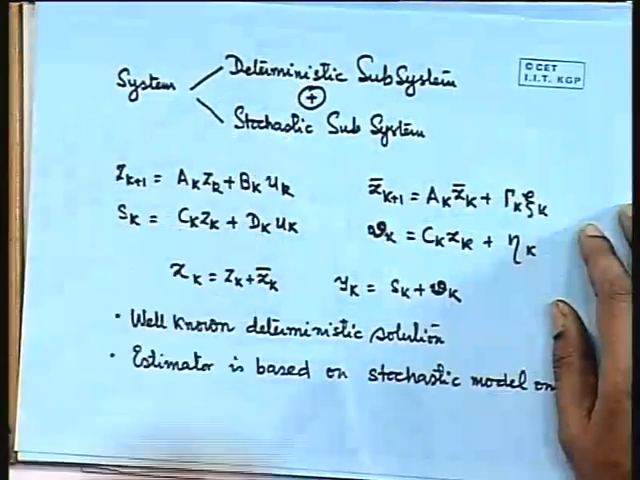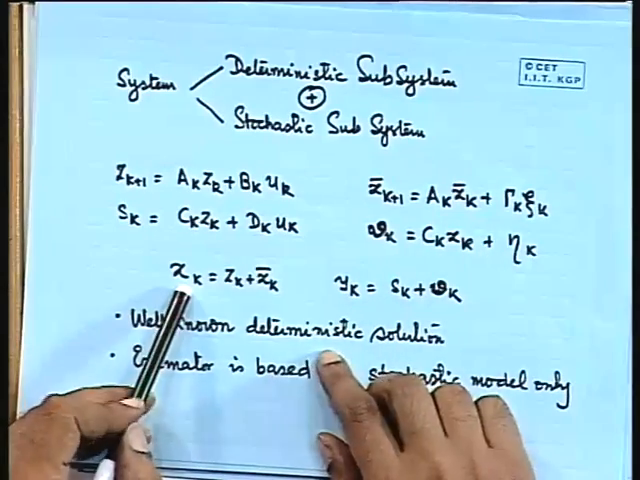So the estimation problem needs to consider only the completely stochastic system, which means that in our Kalman filtering problem, we can ignore the input u. So terms will get simpler. That's all. So I can look at it in this way.